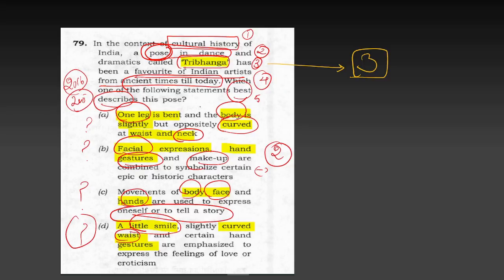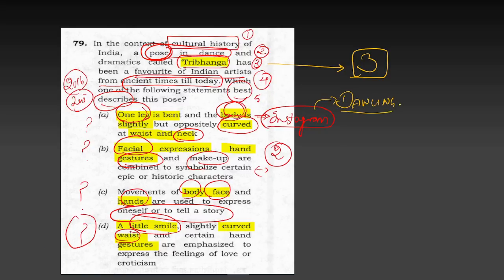But you think about it, my friends, one leg is bent, Tribanga, in the sense the body is slightly curved. This is the pose everyone gives on Instagram. You think about it, this is the pose. Or you think about the Mohenjo-daro, have you seen that Mohenjo-daro dancing girl? Have you seen that dancing girl?